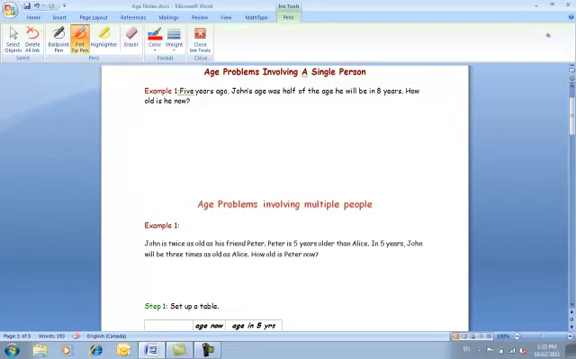So the first type of problem is just involving a single person. 5 years ago, John's age was half the age he will be in 8 years. How old is he now? So the first thing you want to do is let x equal John's age. So if x is John's age now, John's age 5 years ago would be x minus 5. John's age is half the age he will be in 8 years. Well, in 8 years, he's going to be x plus 8.